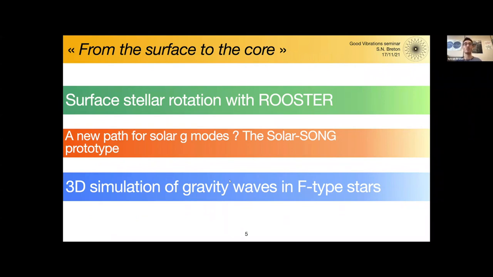First, we'll start with constraining the surface stellar rotation of a large sample of stars observed by photometric surveys with a machine learning method I developed, which is called Rooster. We'll then go towards the core, and we'll talk about what may represent a new path for observing low frequency P mode and solar G mode, which is the HL spectrograph solar SONG prototype. And finally, we'll talk about the stellar interior dynamics with 3D simulation of gravity waves in F-type stars.